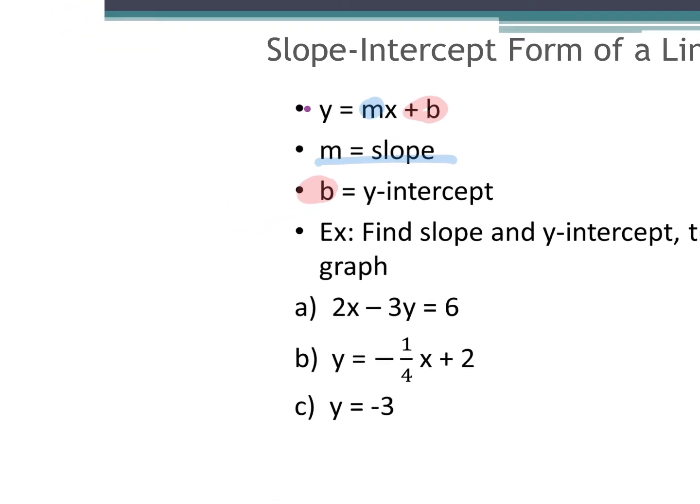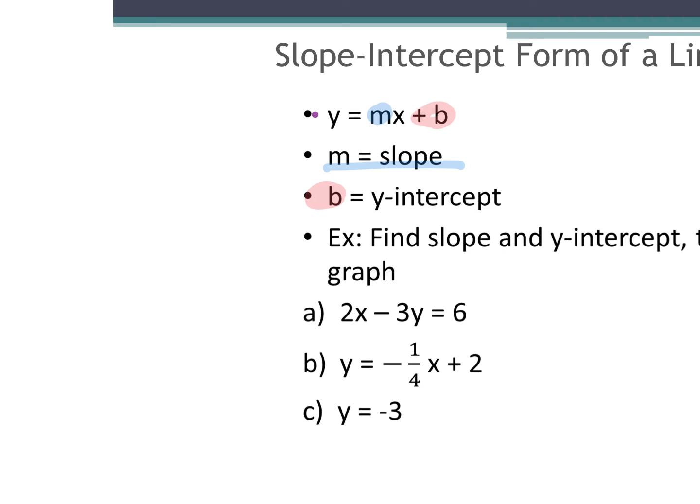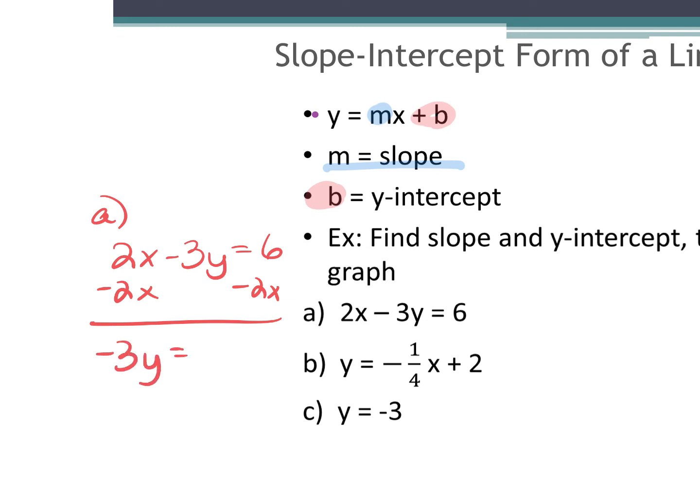So I'm going to go ahead and rearrange equation A, which right now is in standard form. But I'm going to rearrange it so it's in y equals mx plus b form, so I can pull out my m and my b. So I'm going to go ahead and subtract the 2x. And I get negative 3y equals negative 2x plus 6. I need to divide all three pieces by negative 3. And I end up with y equals negative 2 divided by negative 3 is positive 2/3. And then positive 6 divided by negative 3 is negative 2.